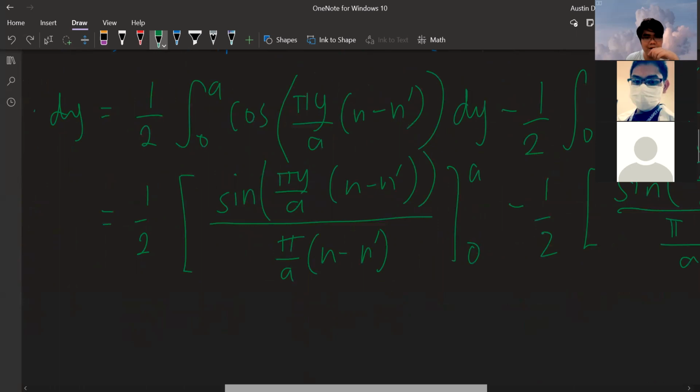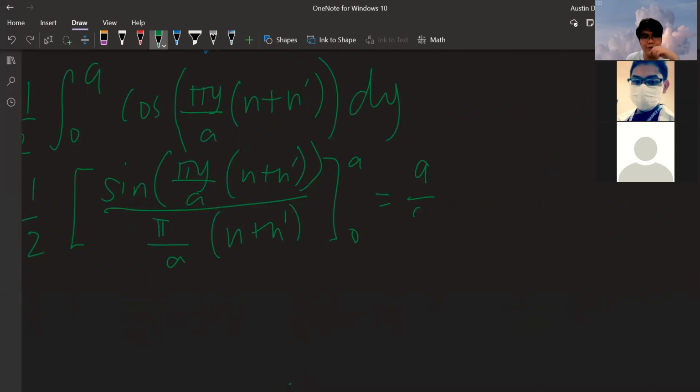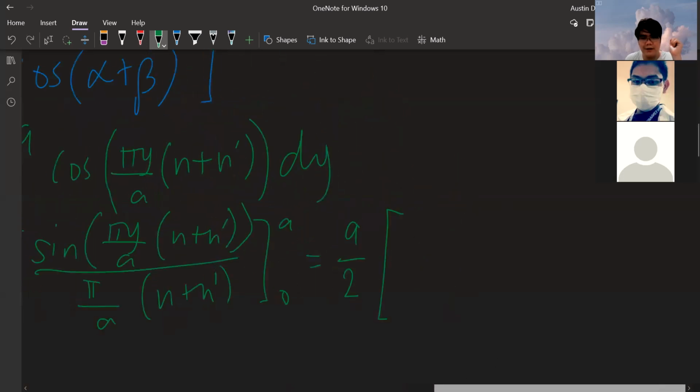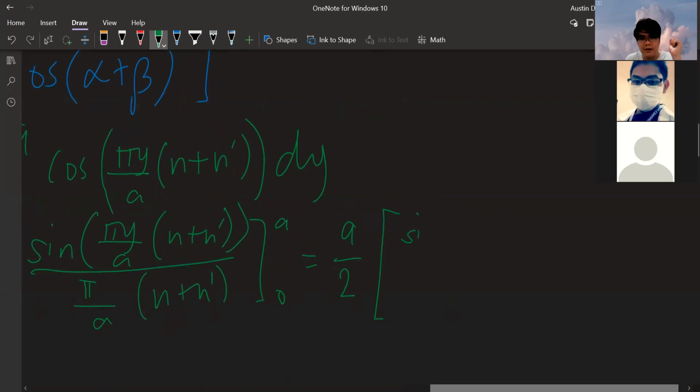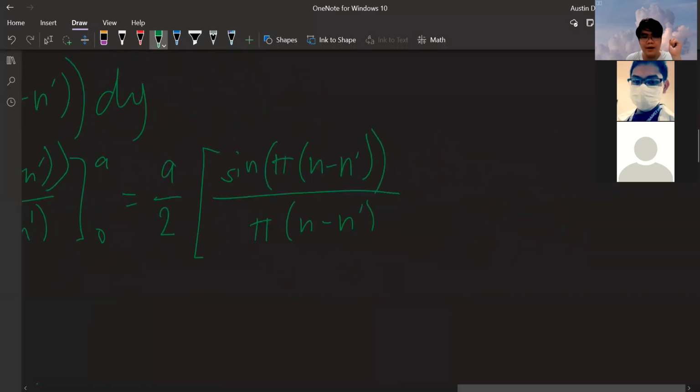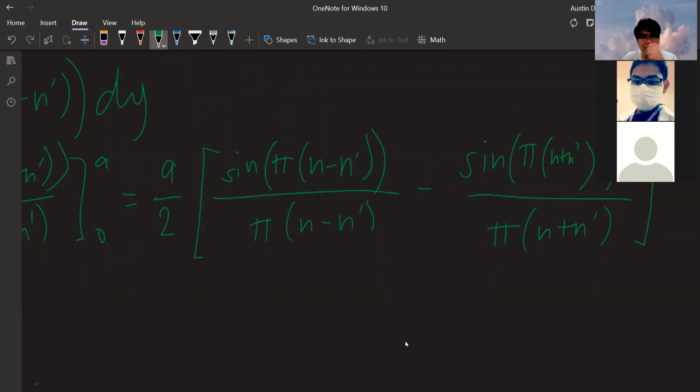Let me rearrange this. This becomes a over 2, since it is in the denominator. Then I combine everything: sine of pi times n minus n prime, over pi times n minus n prime. The second term will be minus sine of pi times n plus n prime, over pi times n plus n prime.